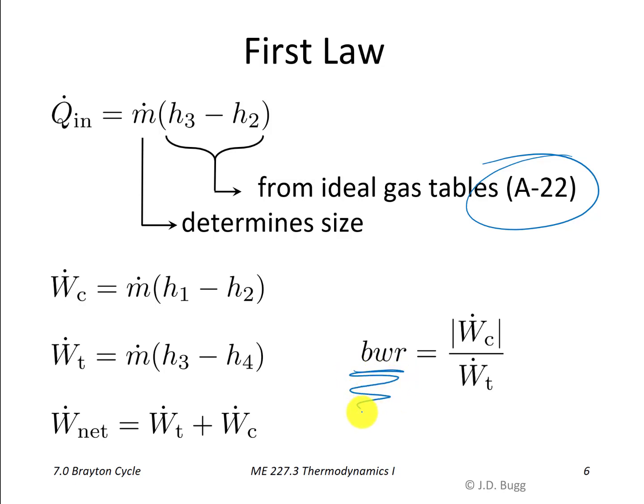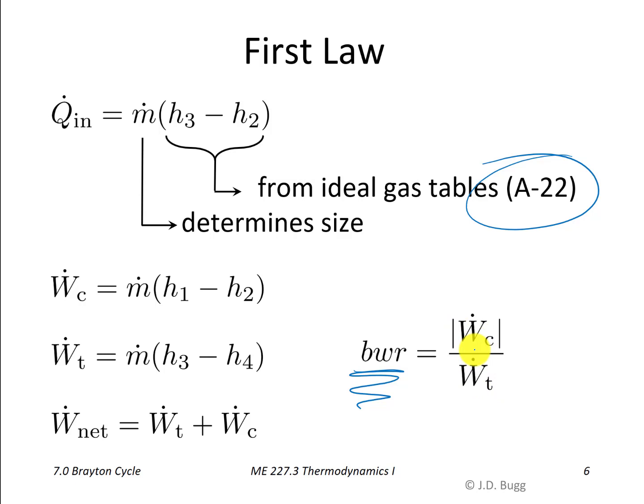Now what is the back work ratio? Well, if we look at its definition here, we can see. So the turbine produces work, and a portion of that work has to go back and run the compressor, if you remember how the components are configured. So the back work ratio is how much of the work produced by the turbine is used by the compressor. So it's the compressor work divided by the turbine work.